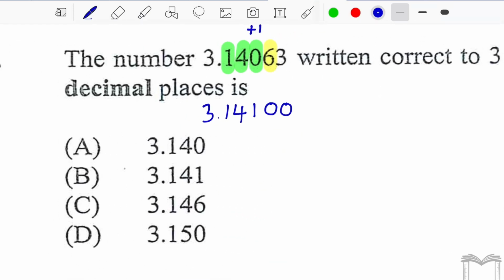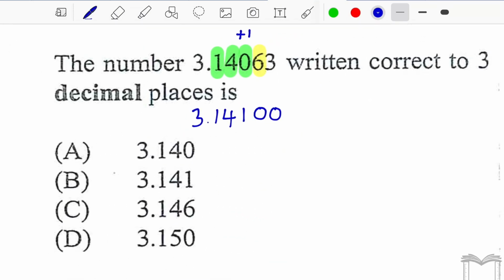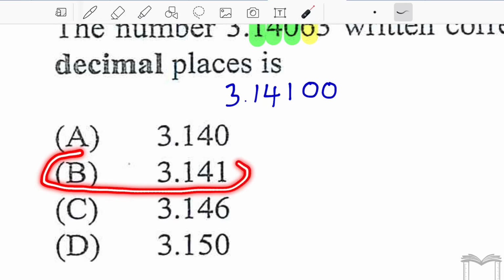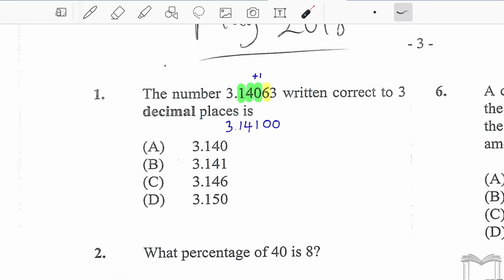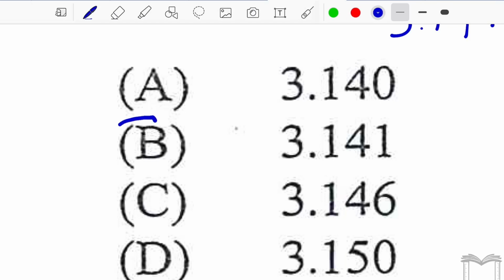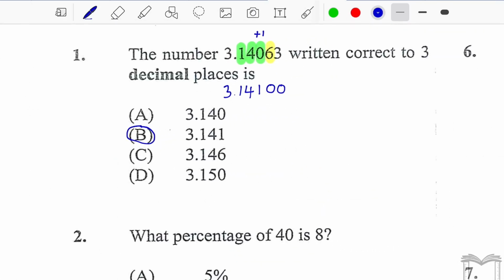So let's look at our options. Here we can see that B is the same as the answer we worked out, so of course this will be the answer. Of course in your exam you will be shading the correct answer. I will simply circle it.